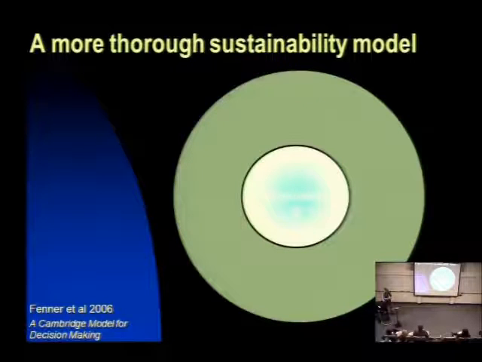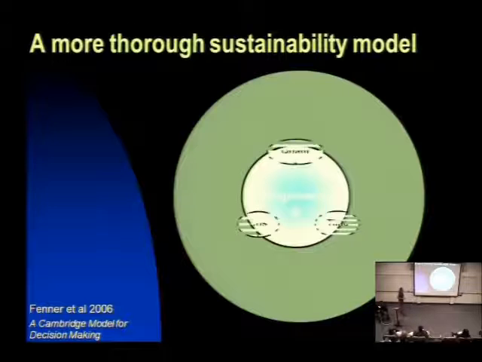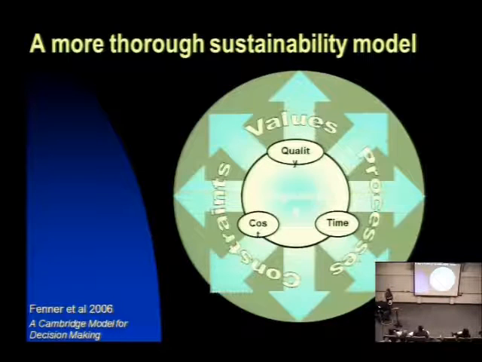So here's a more thorough sustainability model. In the middle, you've got the core, the engineering, the nuts and bolts, the calculations. That's what you are all being trained to do. You'll leave this university ready to do so. This is fantastic. And around that is quality, cost, time, and safety. I'll add safety in there. It's very, very important. And they're all extremely important aspects of engineering because it has to do with efficiency.